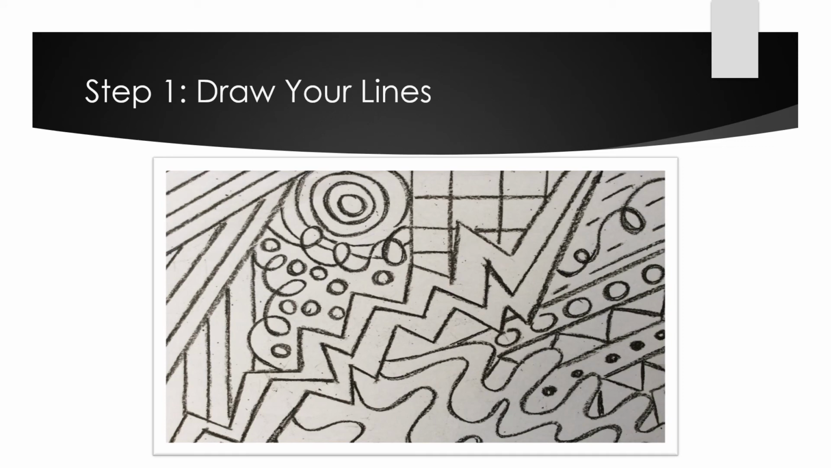Step 1, draw your lines. Take your white paper and your black crayon and go ahead and draw lines all over your paper. It can be as simple or as detailed as you want it to be. This is an example that I did. Don't copy it. It's my example, but make sure to create your own awesome ideas. I would like for you to at least incorporate one line of each type that we've discussed today. And when you're finished drawing all of your lines, go ahead and move on to the next step.